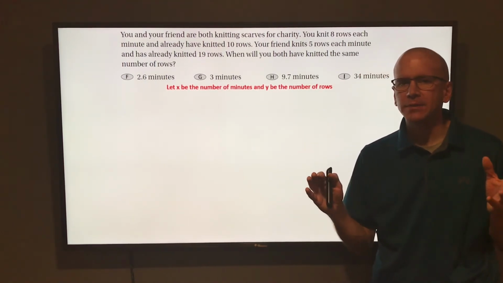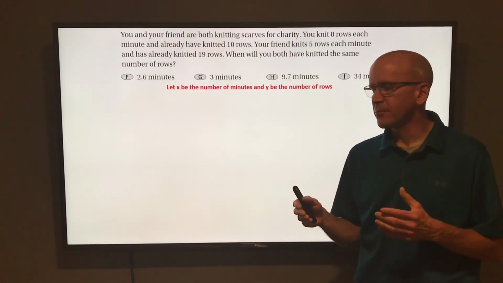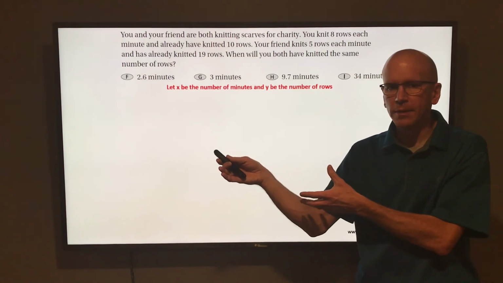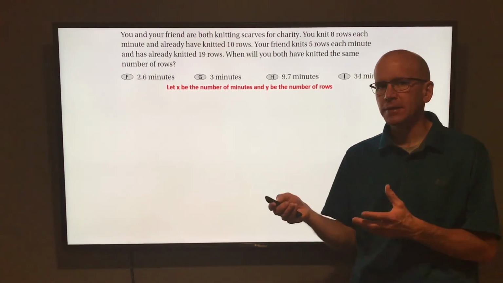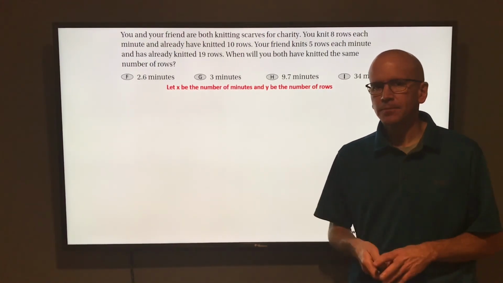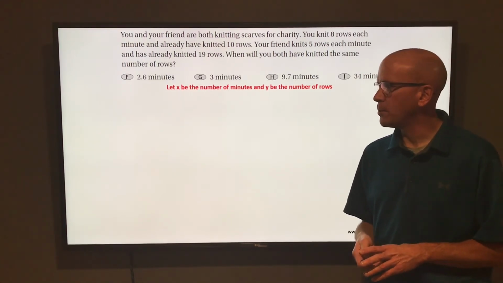We're going to create a system of 2 equations. And with that system of 2 equations, we're going to match your knitting job and make that into one equation, your friend's knitting job into another equation, and we're going to graph that system and see where those 2 lines meet. And where they meet, where y is the same, the x value, that will be the number of minutes.